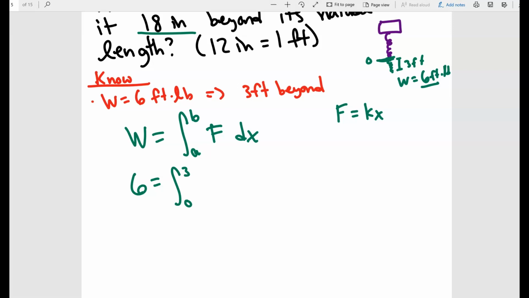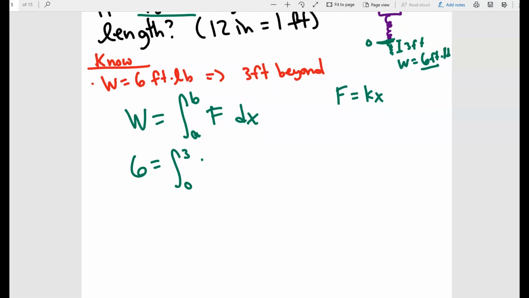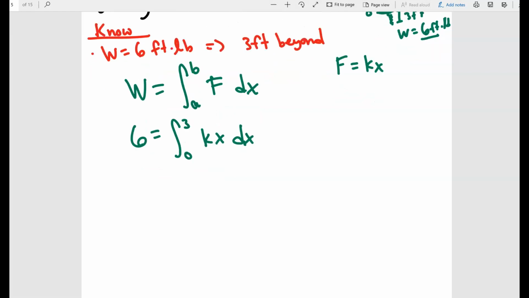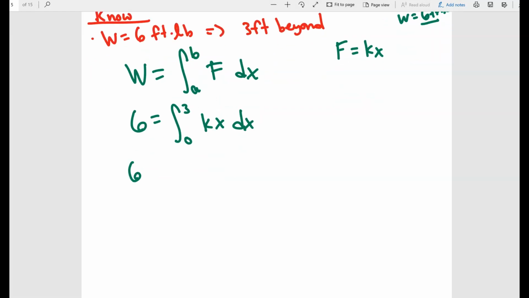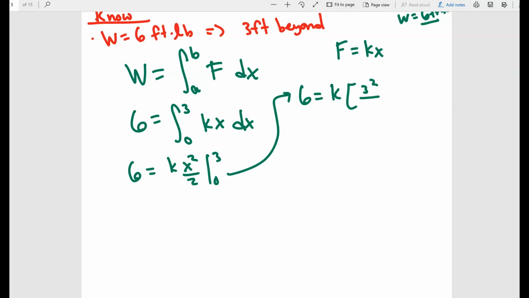And then what am I integrating? Well, the force is just going to be kx dx. All right, let me just take the antiderivative and see what happens. So 6 is equal to kx squared over 2 from 0 to 3. So I'm going to have 6 is equal to k times 3 squared over 2 minus 0 squared over 2. This is just going to go away. So 6 is equal to 9/2 k.